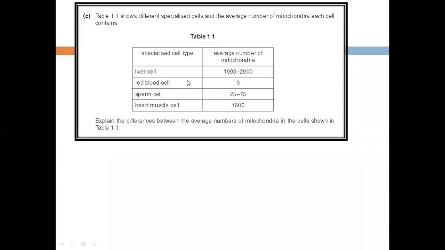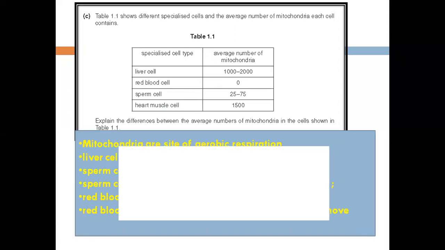It does not mean that the red blood cell has no need of energy. Red blood cell needs energy, but another mechanism happens, just like anaerobic respiration, through which a very little bit of energy is produced. Okay, I think it's clear.